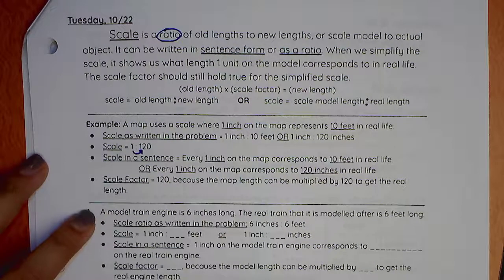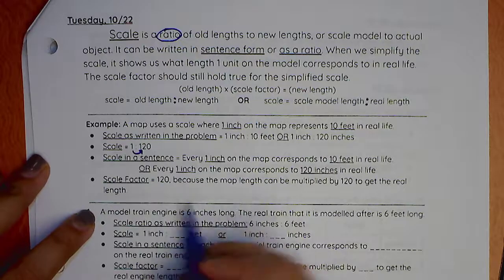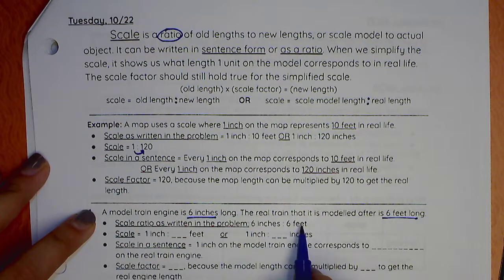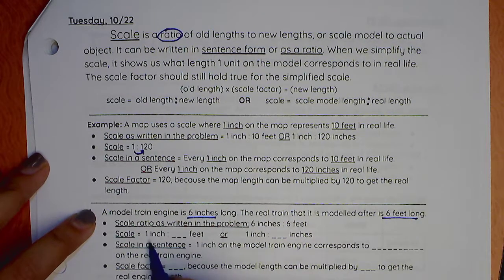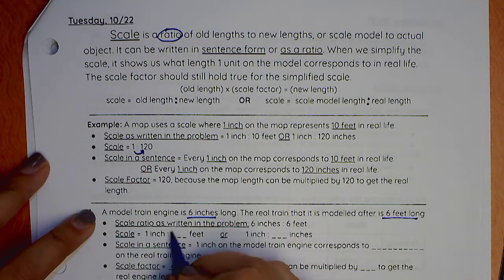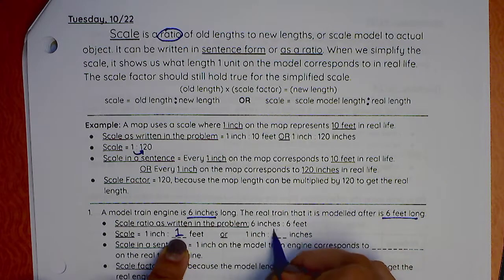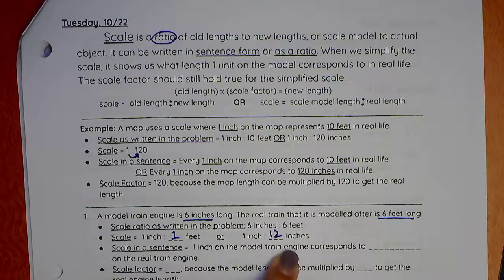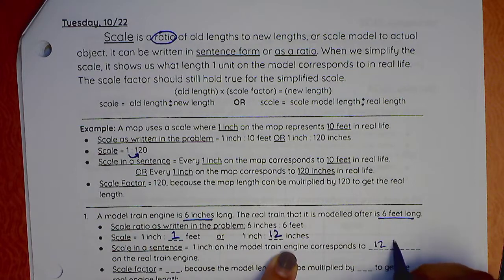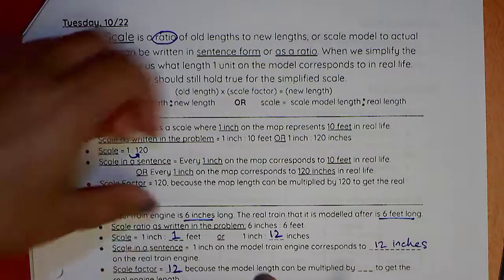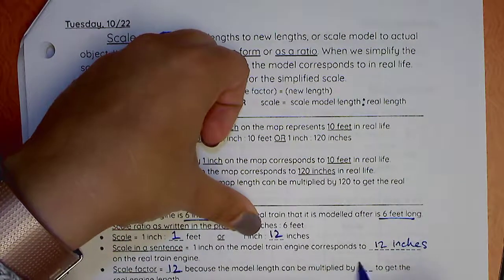So for number 1, the scale that they gave us, model train, is 6 inches, modeled after 6 feet long. So 6 inches to 6 feet. When I simplify that by dividing by 6, I get 1 inch. It is 1 inch corresponds to 1 foot or 12 inches. So 1 inch corresponds to 12 inches on the real train engine. That means the scale factor is 12 because the model length, 1 inch, can be multiplied by 12 to get the real engine length.